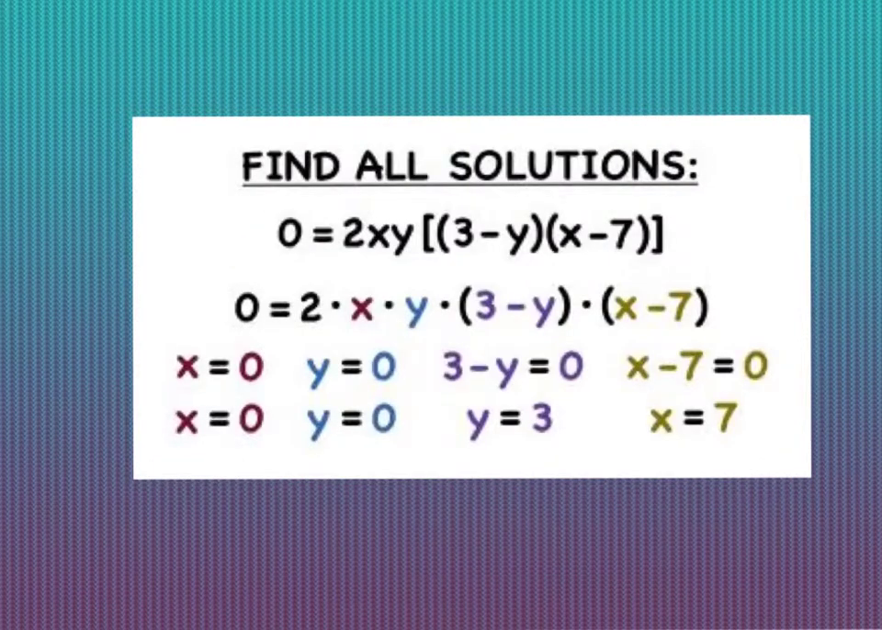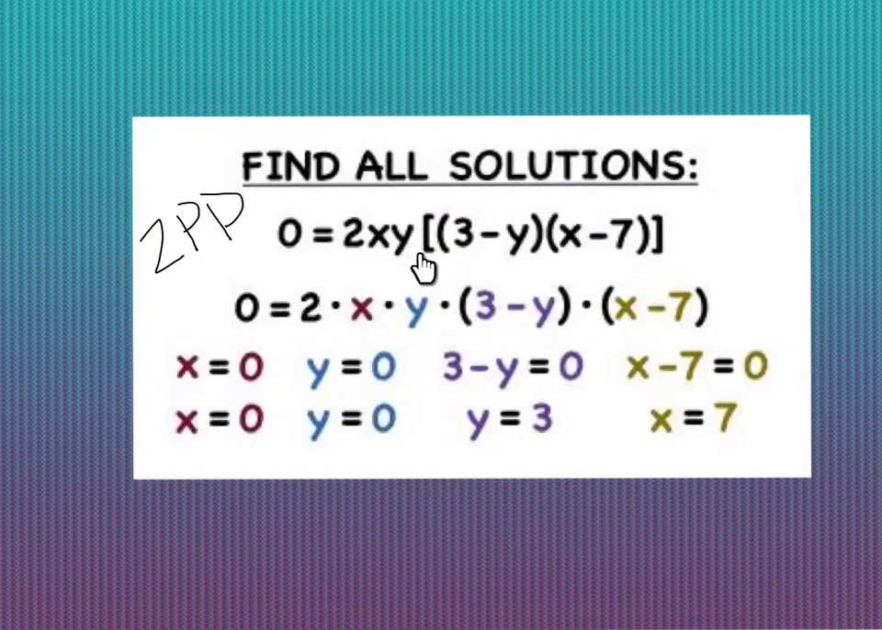Okay, here's another example to use the zero product property. And by the way, I like to call it ZPP, zero product property. And you'll hear me use that term throughout class. So we're going to use ZPP to find all the solutions for this polynomial. If we multiply it out, we'll end up getting a polynomial.